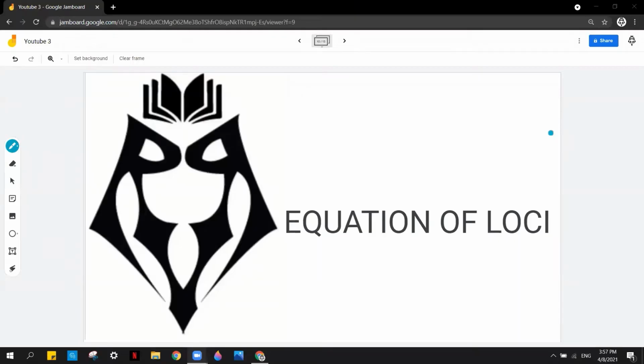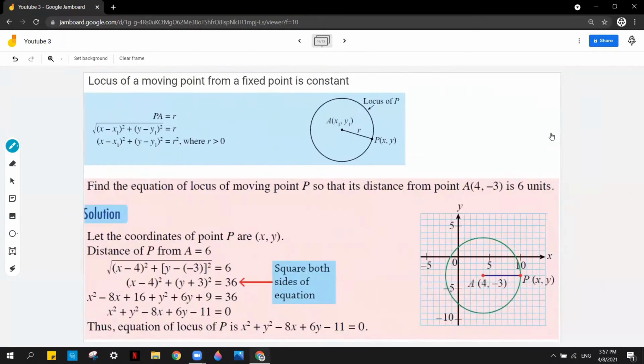Everyone, welcome back. Okay, so today we're going to talk about equation of locus. This is under the topic of coordinate geometry. So let's have a look.